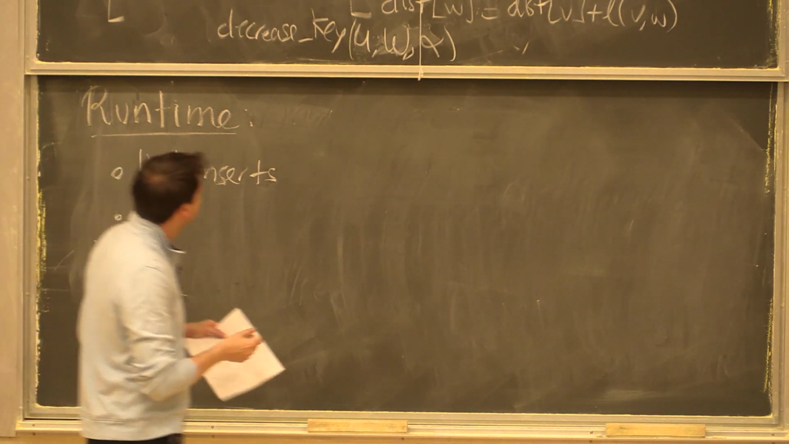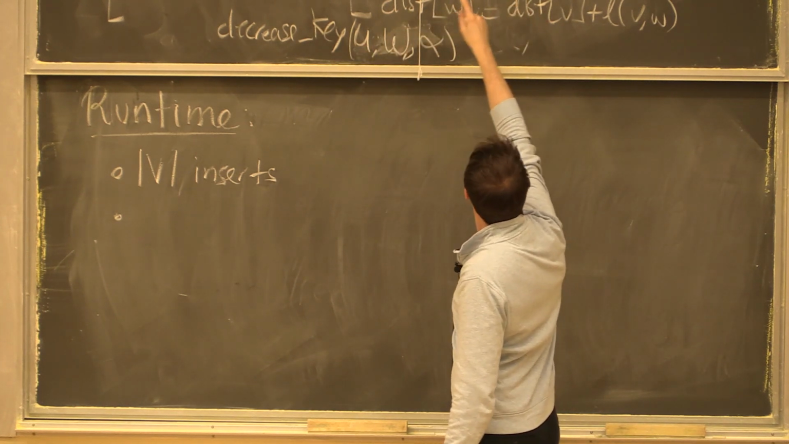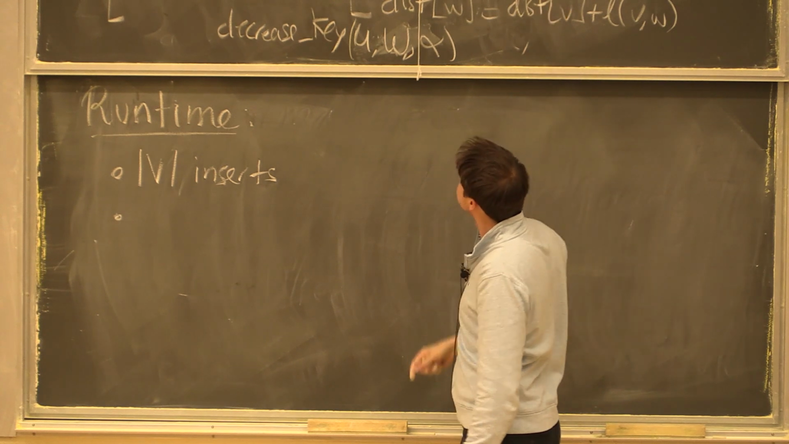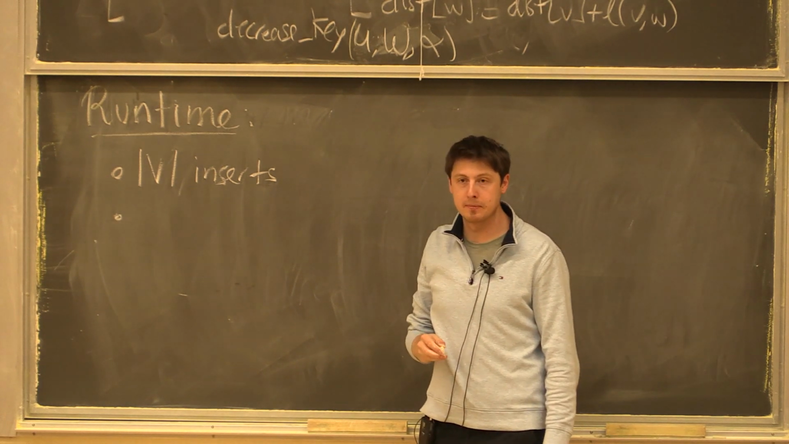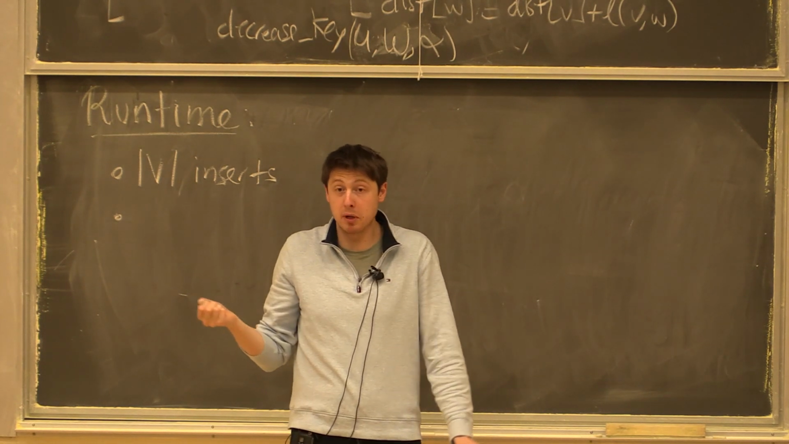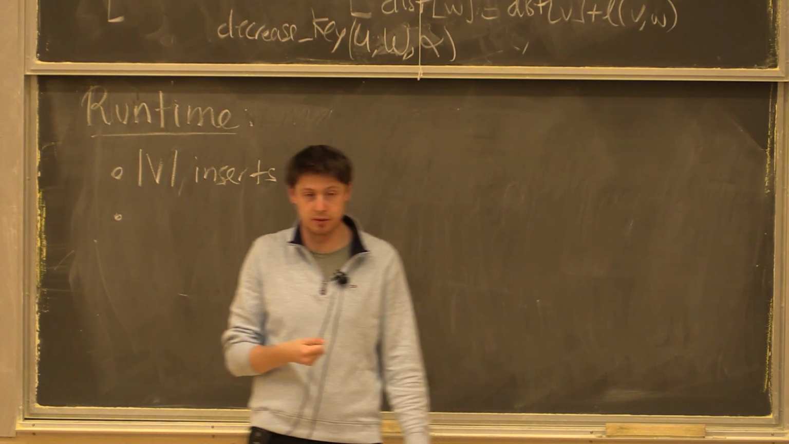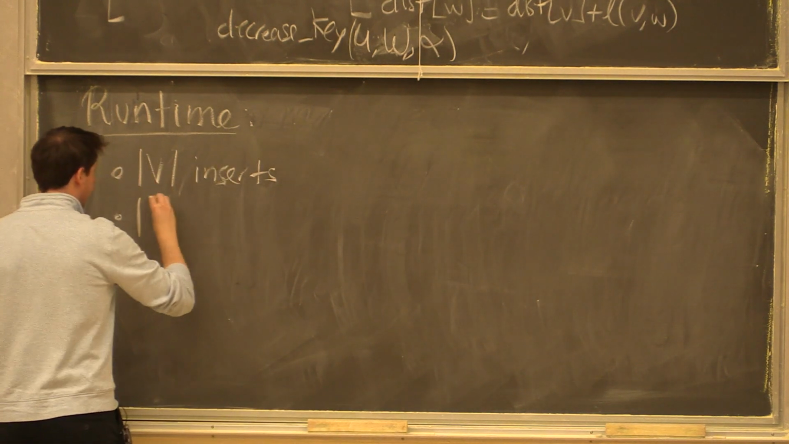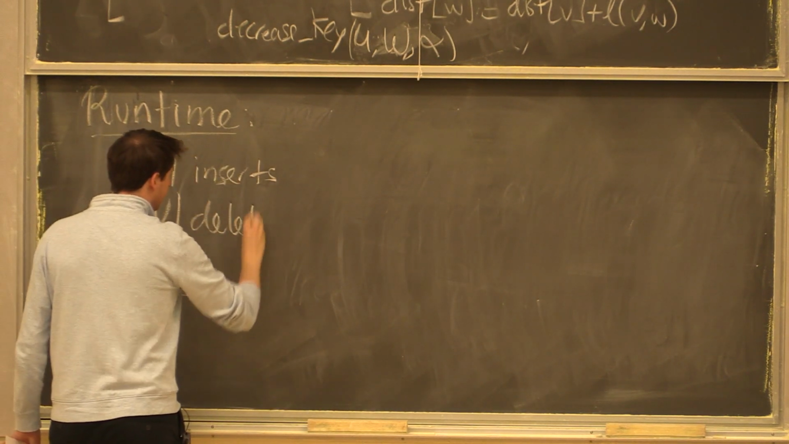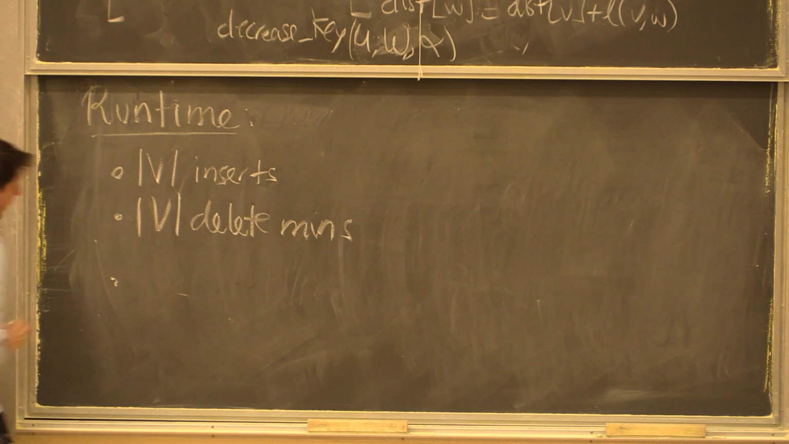How many delete min are we going to do? V, right? Because once we take something out, we never put it back, because it's now part of the known region, or we took it out of the unknown region, okay? So we have V delete min, okay? How many decrease keys do we do? Total.